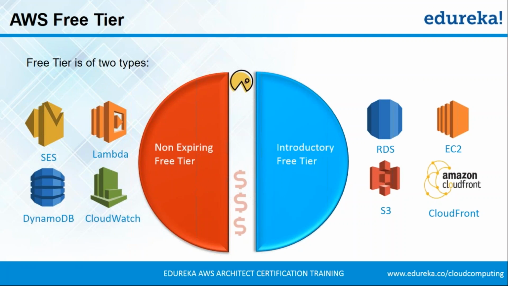So the non-expiring free tier includes services like SES, it includes services like Lambda, DynamoDB, CloudWatch. We'll talk briefly about these services in a little while. Let's talk about the introductory feature services as well. We have RDS, we have EC2, S3, and CloudFront. So let's talk about the non-expiring feature first.